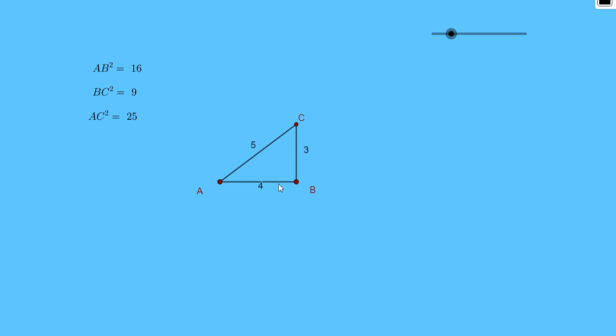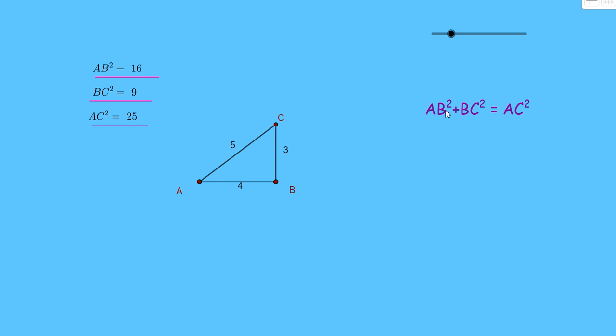Here you have a right angle triangle with the sides 3, 4 and 5. Now look at the side AB square. AB square you can get it as 16. Similarly, what is BC square? It is 9. And AC square, it is 25. Now add AB square plus BC square, that is 16 plus 9, you will get it as 25. That is AB square plus BC square is equal to AC square.